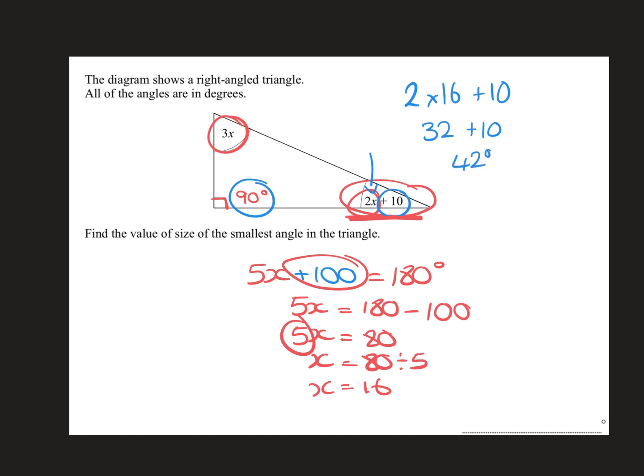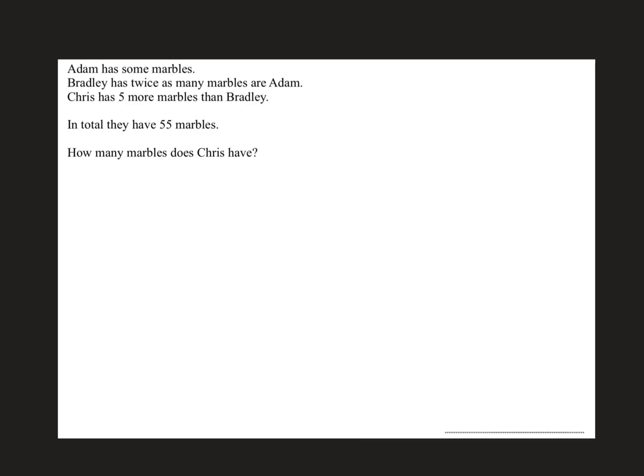Okay, we have one more example to work through. So let's take a look at that. Adam has some marbles. We don't know how many. So we need to pick a letter for how many marbles he has. You could say S for some or M for marbles. I'm going to go with Adam has S. So I'm going to use S for that.